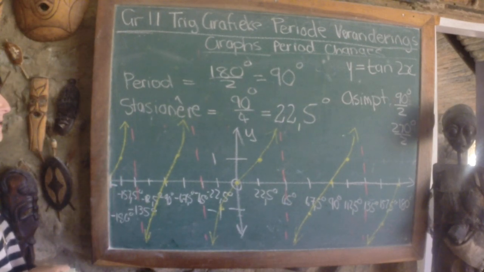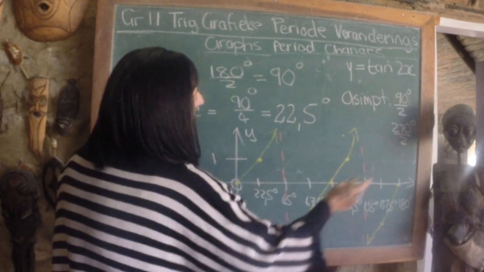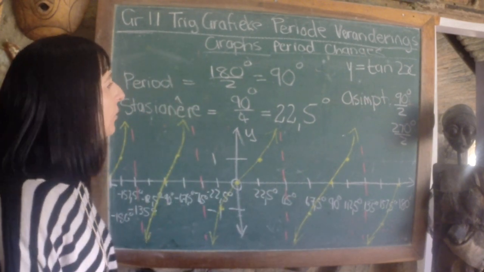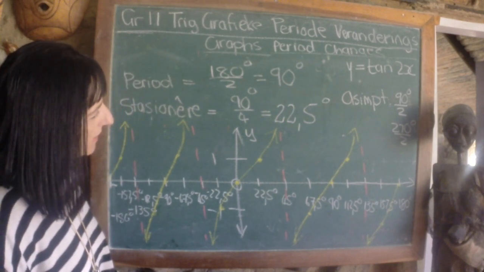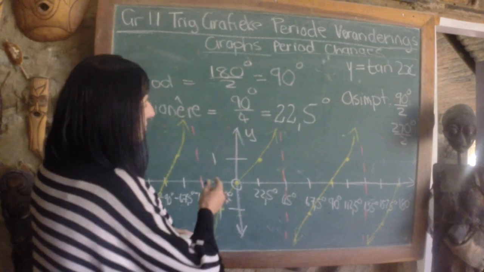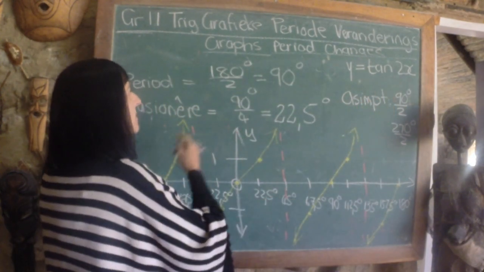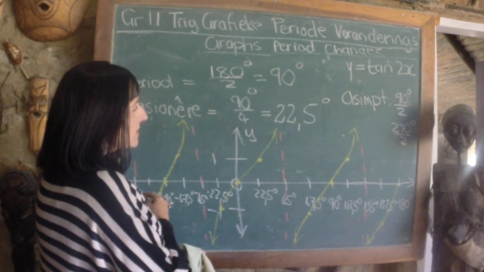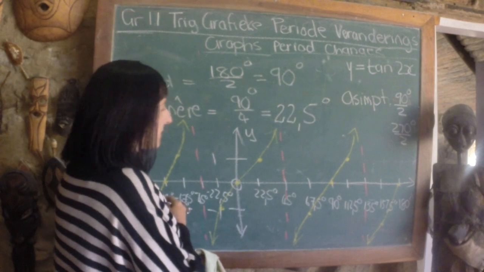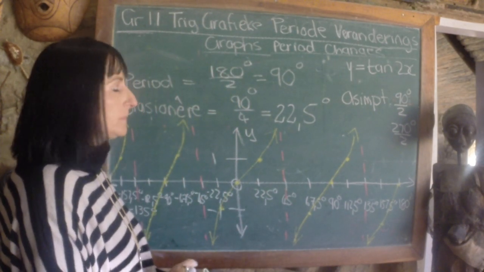So kan julle sien, dat in steede dat ons nou een prentjie van ons gewone tan op 360 nou 2 inpas. Two of our normal tangent pictures in 360 degrees is now going to fit in at 180 degrees. So dit is wat die periode verandering doen.